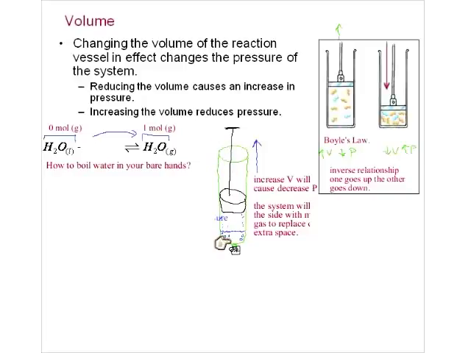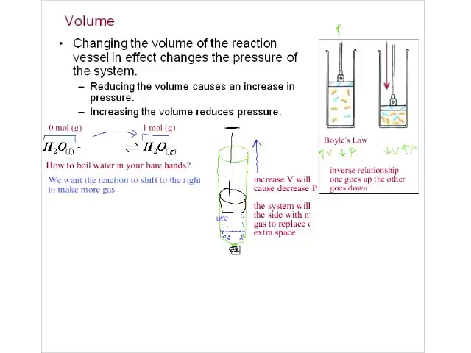I got a little tiny bit of water here. It's stoppered off on the bottom so that no air can get in. And what I'm going to do is pull out on the syringe. I've increased the volume, and this is going to cause a decrease in pressure. All right, how is this system going to respond if I decrease the pressure? Well, it should shift to try to make more gas, shouldn't it? If I decrease the pressure, it's going to want to make more gas.